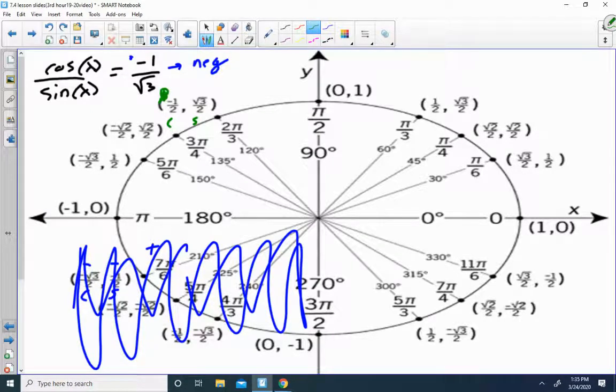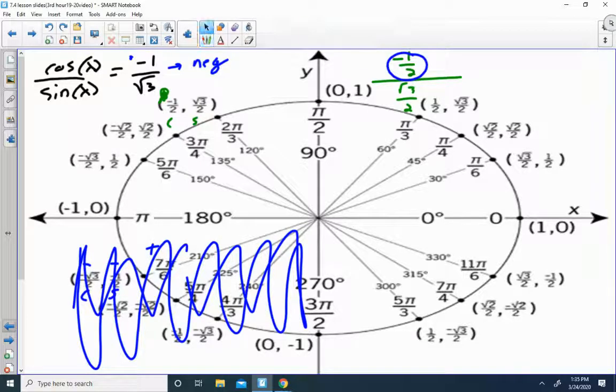I'm going to do cosine, which is negative 1/2, and I'm going to divide it by the sine, which is going to be root 3 over 2. And let's rewrite this so it looks a little bit prettier. Do the top divided by the bottom.